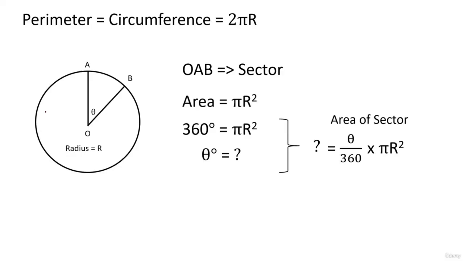So always remember, guys, for any part or piece of the circle, a sector, having or subtending an angle theta at the center, the area is theta upon 360 into pi r square. That is called as the area of the sector.